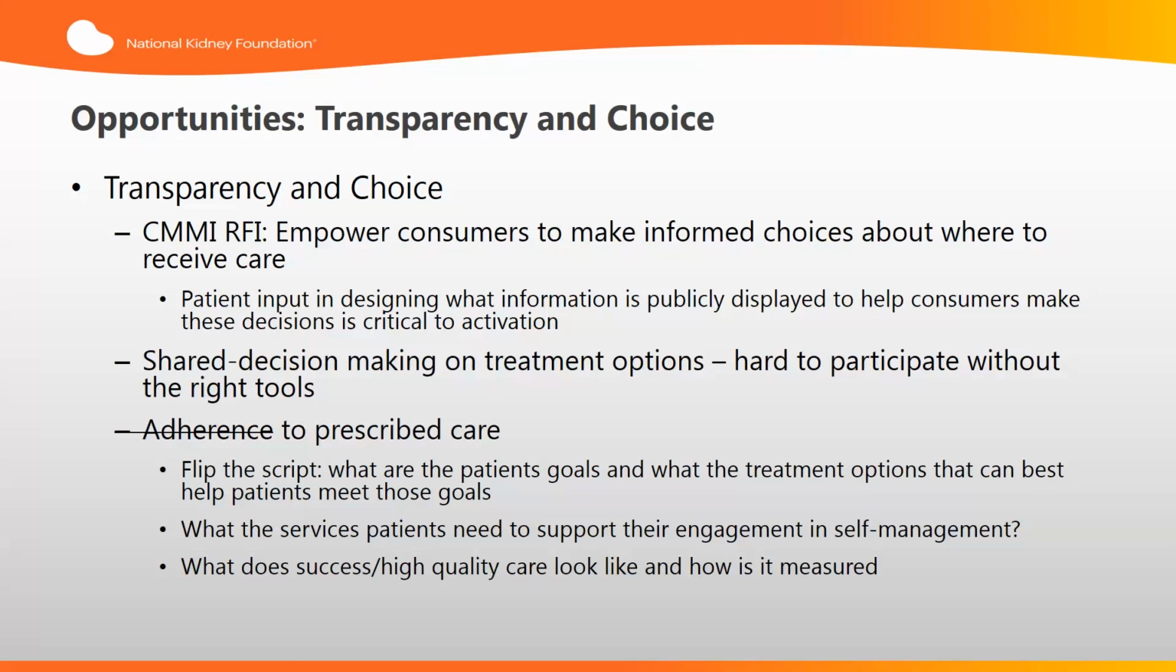What are the barriers they face in their everyday lives that might hinder their ability to take a certain course of treatment? We think that those are the conversations that need to happen, and that I think alternative payment models could promote if we had the right criteria and the right measures in them for those conversations. And I think we would see a lot of improvement in clinical outcomes as well as cost effectiveness of these models. And again, just what does success and high quality care look like, and how is it measured?